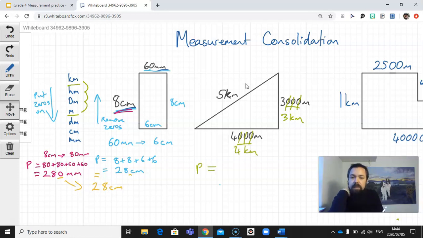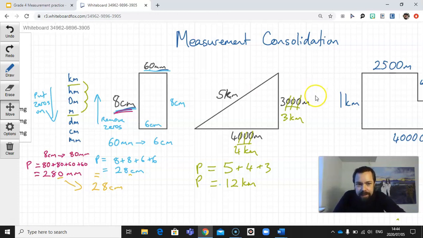To find the perimeter of my triangle, I'm going to add together the three sides, 5 plus 4 plus 3. That gives me 12 kilometers. So the perimeter of my rectangle is 12 kilometers. This happens to be one of the Pythag triples, advanced maths. You won't need to know that for a couple of years yet.